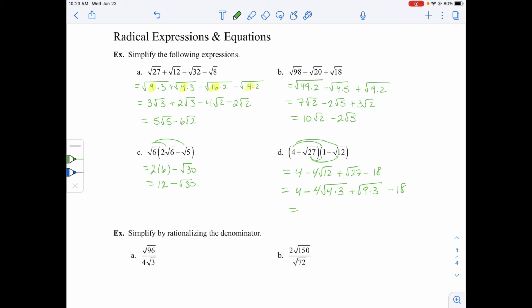So we end up here with 4 minus 18, which is a negative 14, minus 4 times 2 root 3 plus 3 root 3, which our final answer should be negative 14, and negative 8 plus 3, which is going to be a minus 5 root 3. Okay, we could have done this one another way.